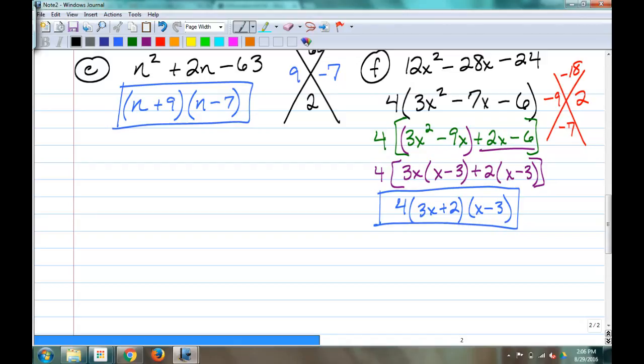Yeah, the 3x plus 2 is the stuff in the front. That's that guy. The matching parenthesis is the second factor. And that 4 is from the very beginning.